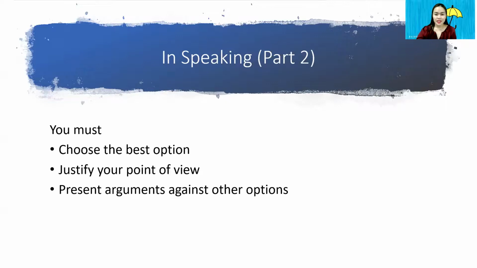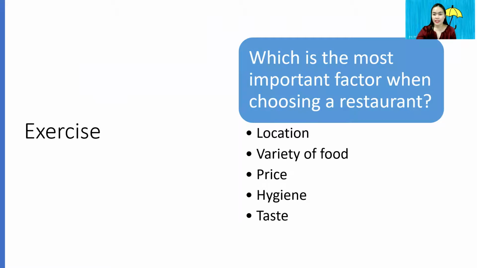So let's look at a sample question together. All right, here. Which is the most important factor when choosing a restaurant? Okay, there are five factors, right? Of course, all five are important. Bear in mind that in task two, all the options given to you are good, are important.